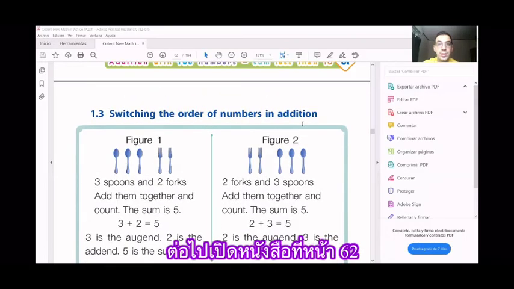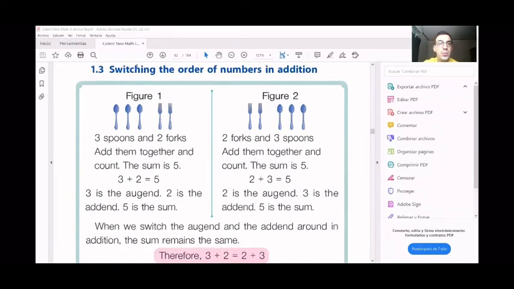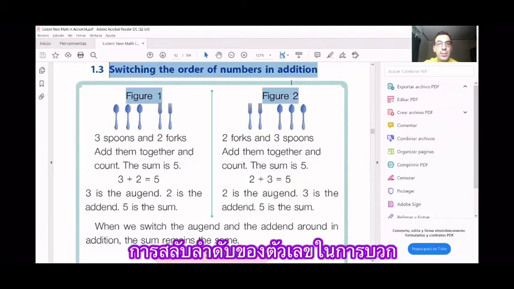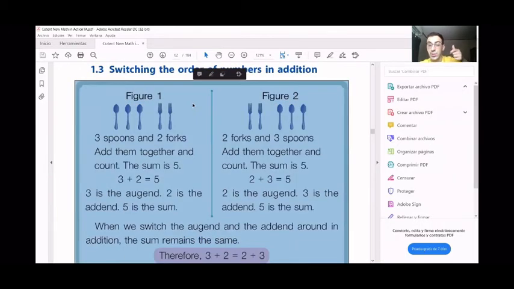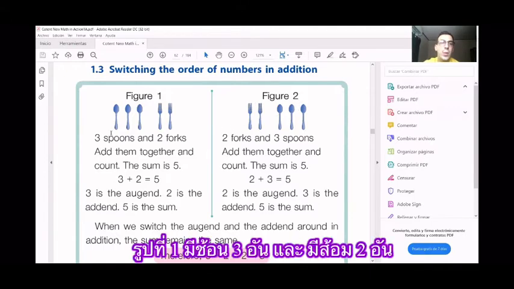Now let's talk about the second word we have learned today, that is switch. We go to the next page, page number 62. It's talking about switching the order of numbers in addition. Okay, switch. Remember, switch. Here we have 2 figures, figure number 1 and figure number 2. In figure number 1, we have 3 spoons. This is a spoon, okay? 1 spoon, 2 spoons, 3 spoons.